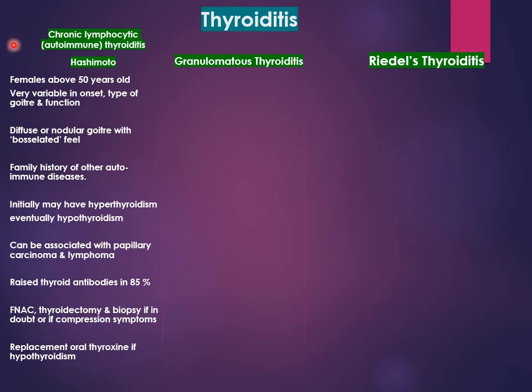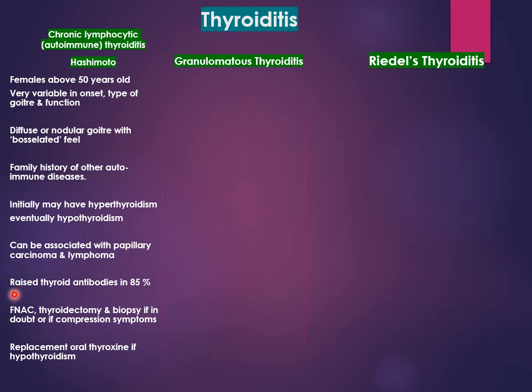The first one is chronic lymphocytic autoimmune thyroiditis, also known as Hashimoto's thyroiditis. Occurs in females over 50 years of age, diffuse or nodular goiter, may have family history of other autoimmune diseases. Initially may have hyperthyroidism, eventually leads to hypothyroidism. In fact, in some countries, it is the most common cause of hypothyroidism. It can be associated with papillary carcinoma and lymphoma.